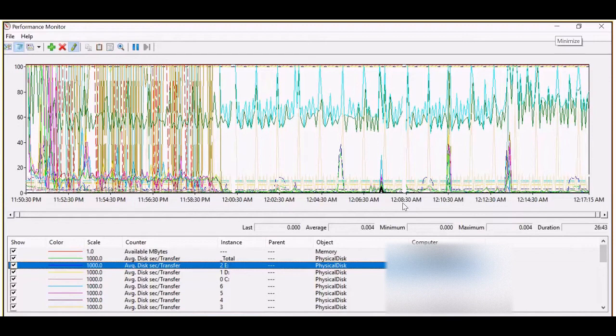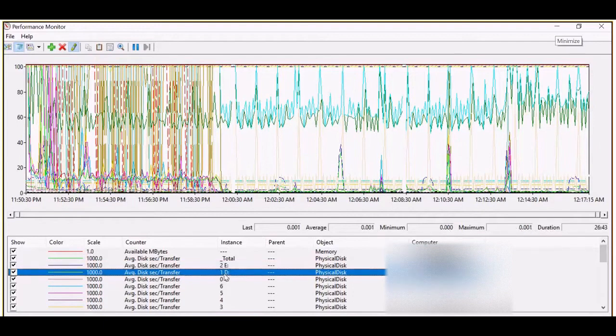The ideal values for average disk seconds per transfer are between 10 and 15 milliseconds. That means this value right here is going to be 0.010 or 0.015 or lower. So we're at 0.004. Beautiful, that's a good one. The maximum also right there. So good. And you just check each of the disks. So this is 0.001. Great.